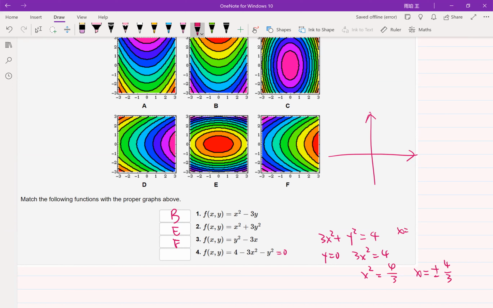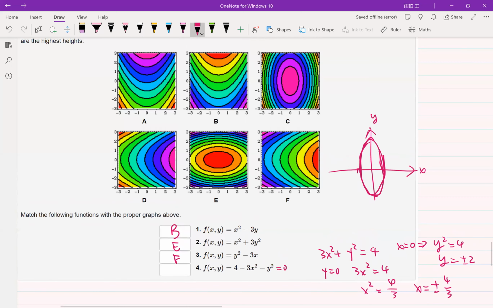When we set x equals 0, we have y squared equals 4, so y equals plus or minus 2. The magnitude of plus or minus 2 is obviously larger than the magnitude of the x intercepts. So y is going to be here, and x is going to be here and here. At the elevation z equals 0, we have a graph like this, and obviously the one in C matches this description.